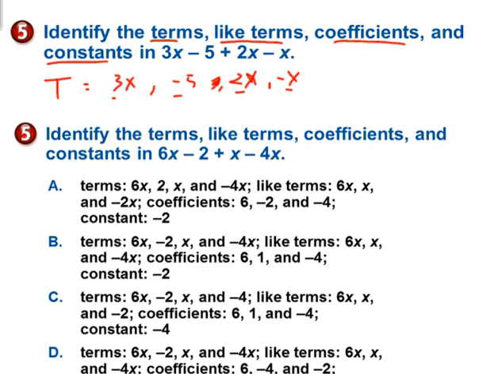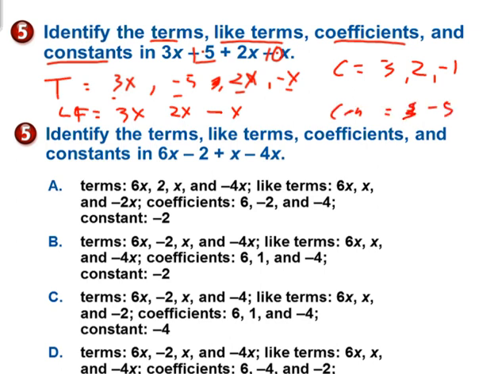Like terms: 3x, 2x, and negative x. See, this should become a plus, a minus x here. So it's a negative x. They are all like terms. The coefficients are 3, 2, and negative 1. The negative 1 comes from right there. And the constants, well, there's only one constant, and it should be actually plus a negative 5. So the constant is equal to negative 5.